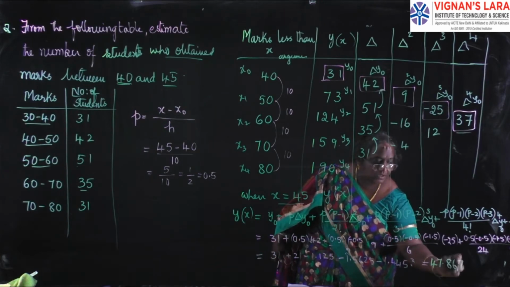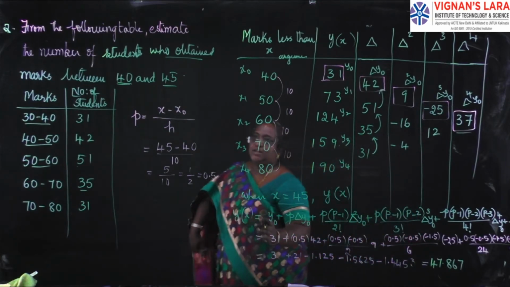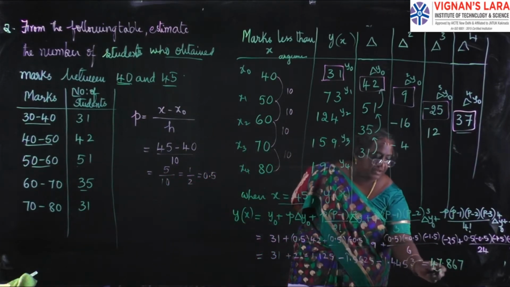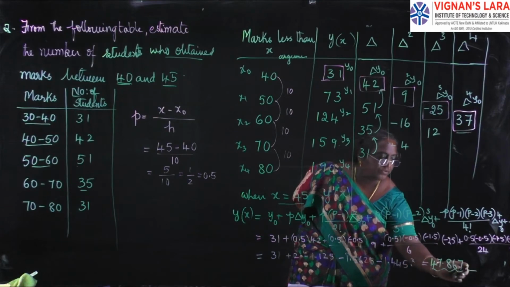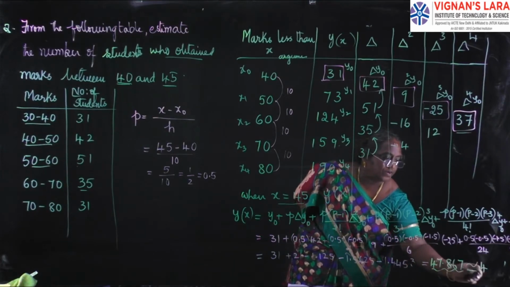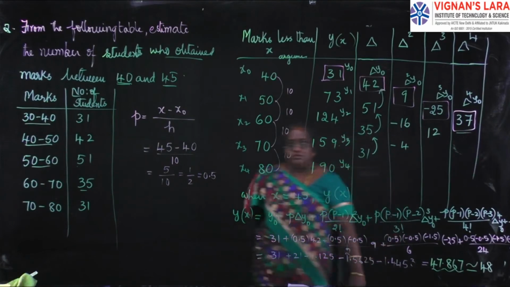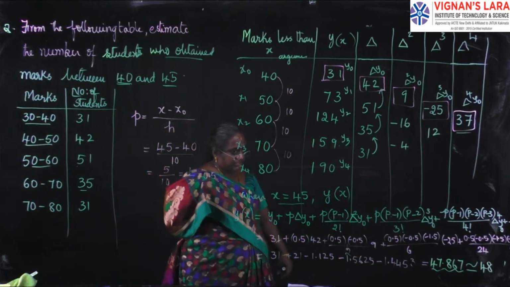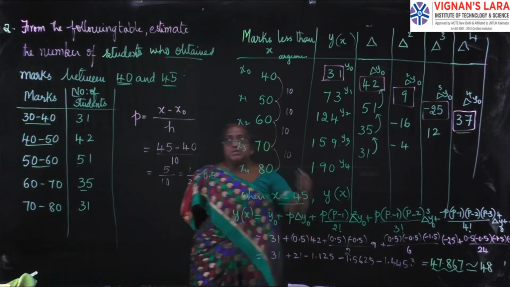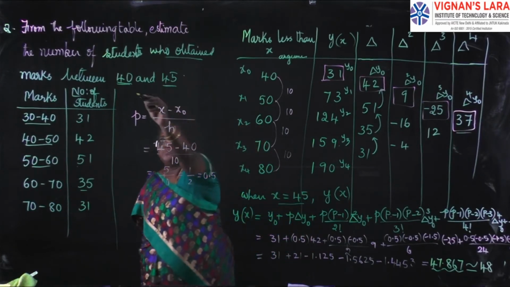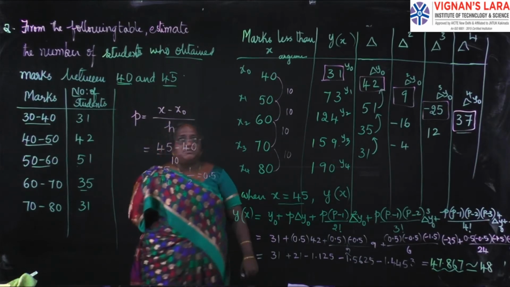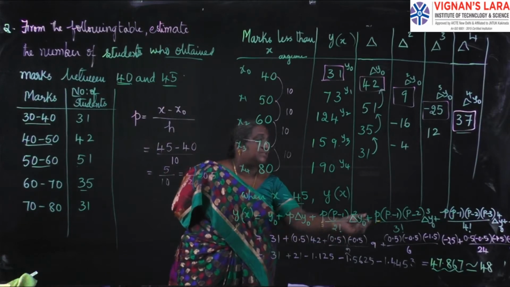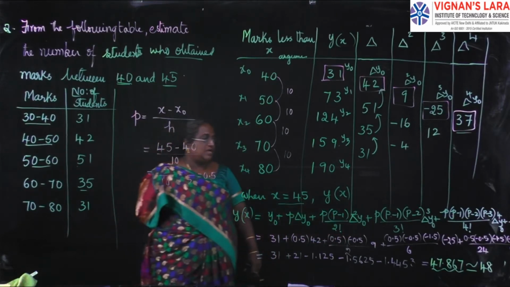So if you simplify this, it is 47.867. Because here we are calculating the number of students, students cannot be 47.8 or 47.5 etc. So we round it off to the next whole number, which is 48. So this is what we calculated when x is equal to 45. Here we want students who are getting marks between 40 and 45. We calculated the number of students who are getting marks less than 45. How many students? They are 48.